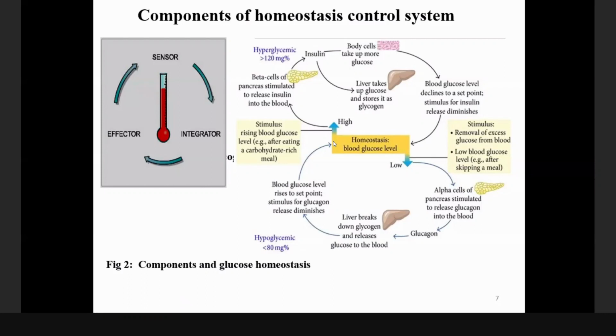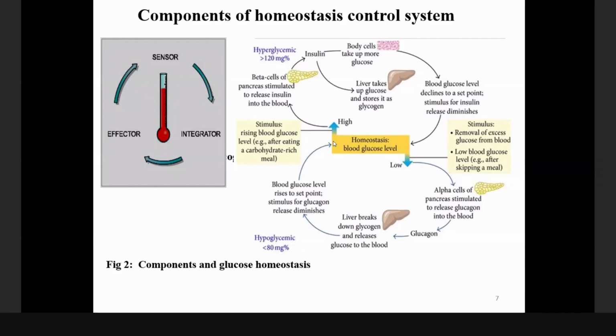So alpha cells now produce glucagon, not insulin. Glucagon is another hormone. This glucagon antagonizes the effect of insulin, or they have opposite effects, because insulin reduces the blood glucose level and glucagon increases the blood glucose level. So they have opposite effects, and that's called antagonistic effect.